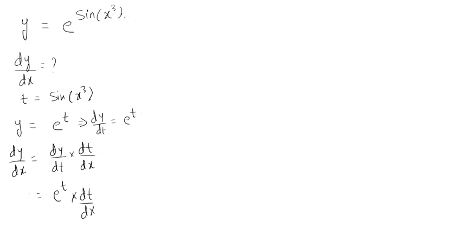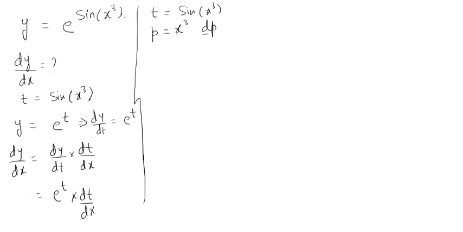Now I have to find dt by dx. Now t is equal to sine of x cube. How will I find dt by dx? So I will take another variable, say p, and I take p is equal to x cube. Now dp by dx will be n x to the power n minus 1, which is 3x square. Now dt by dx can be written as dt by dp into dp by dx.